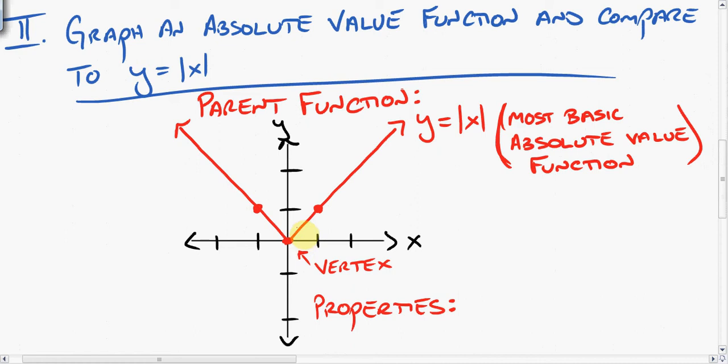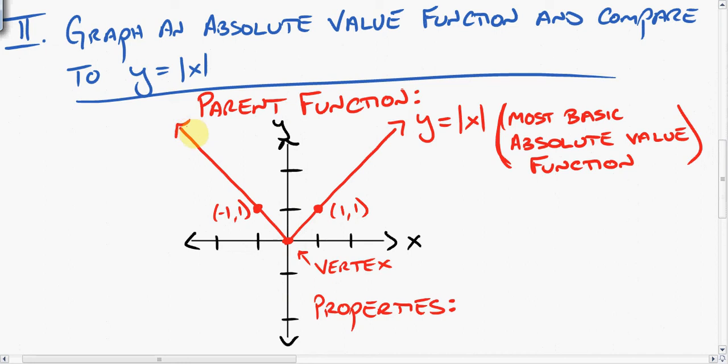And with the parent function, the most basic form, the vertex actually lands on the origin, which is (0, 0). And so as we move up and away in this direction, we can see that this point here, which is (1, 1), is the exact same distance away from the vertex as its opposite, which is (-1, 1). If you were to imagine an imaginary line passing through the vertex and fold this graph in half, this ray would lie exactly on top of this ray because they're symmetrical.